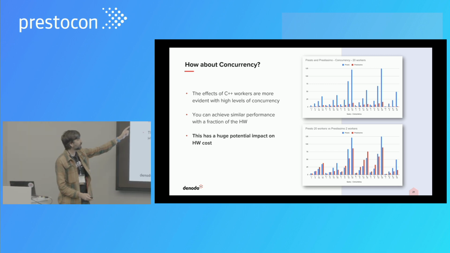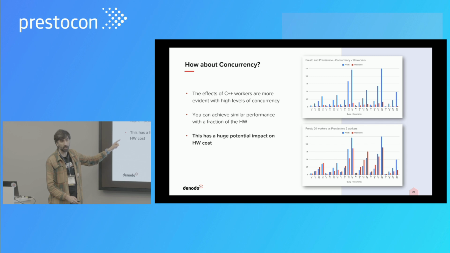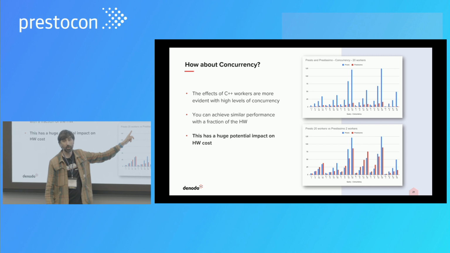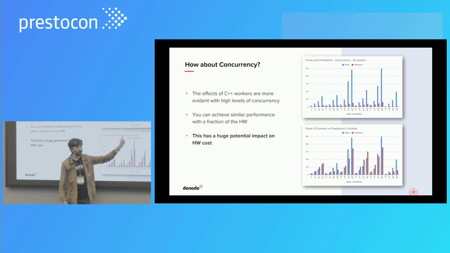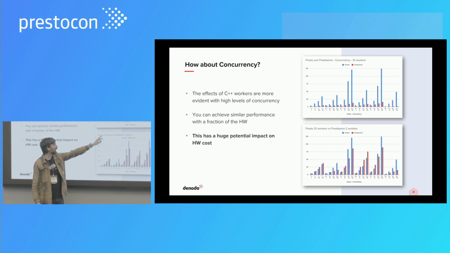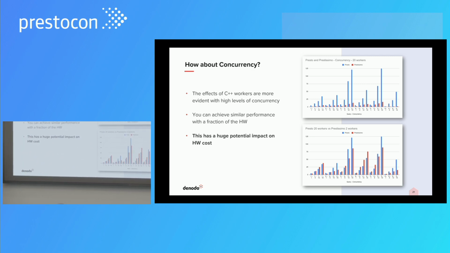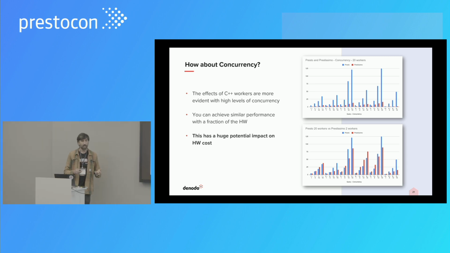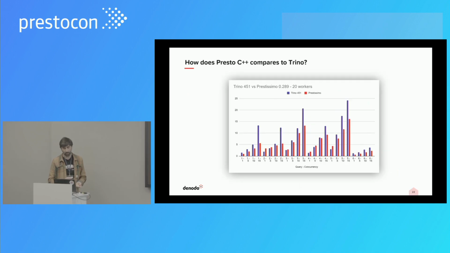And this means that you can get huge potential impact on hardware cost. What you see here is the same queries, but here I'm comparing Presto with 20 workers with Presto C++ with 2 workers. So you see that, I mean, it's not that they're fully equivalent, but they're not out of whack. They're in the same order of magnitude, and the cost is 10 times lower in terms of hardware. So that is where I really see this being a game changer. The idea of C++ reducing your hardware cost, or allowing you with the same hardware to increase your capacity 3, 4, 5 times. Huge cost reduction coming up.